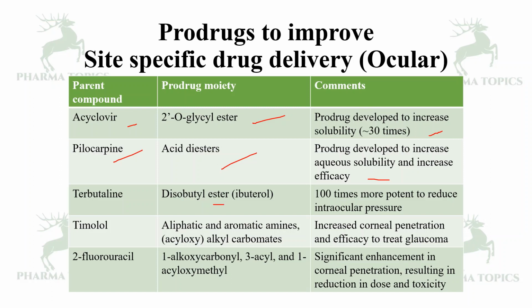Terbutaline is available as diisobutyl ester. It is 100 times more potent than terbutaline for reduction of intraocular pressure. Timolol is available as aliphatic and aromatic amine or alkyl carbamate ester. It has increased corneal penetration and efficacy to treat glaucoma. For 5-fluorouracil, 1-alkoxycarbonyl, 3-acyl and 1-acyloxymethyl prodrug moieties are useful. They have a significant improvement in the corneal penetration, resulting in reduction in the dose and toxicity of 5-fluorouracil.